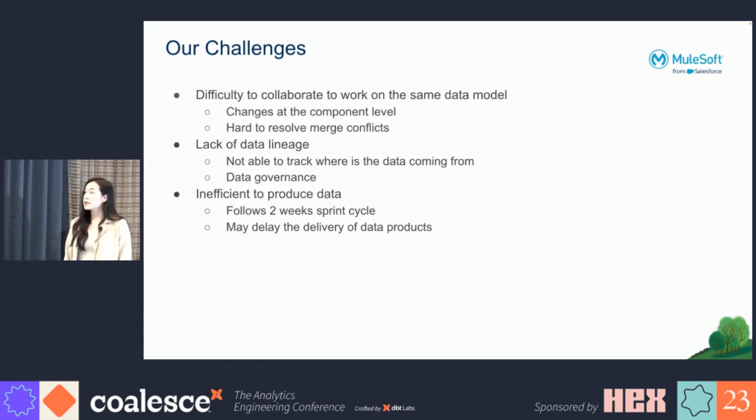And lastly, it was inefficient to produce data. Our team follows a 2-week sprint cycle. That means sometimes I can finish my data model early, but some teammates may be working on the security framework and some may work on the ingestion layer. I have to wait for the other teams to finish their work, to merge all the changes, and release to QA and then to production. So this means our stakeholders need to wait 2 weeks until they can get the data they need.